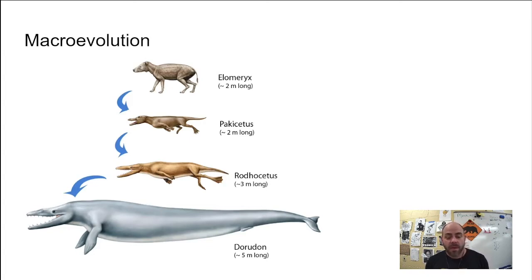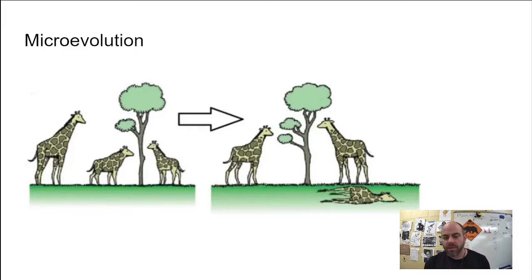Macro means big. Here you have the macroevolution of whales. It's thought that whales came from tetrapods. There it is. Looks like a rat, Elimorix, or however you say that. Then Pakicetus and Rhodocetus, and then Durodon. These are macro changes, right? This is going from this thing that looks like a big rat dog to a thing that looks like a big fish whale. You get the idea. Big changes as opposed to long neck giraffes live. You get the idea. So, what does this mean?